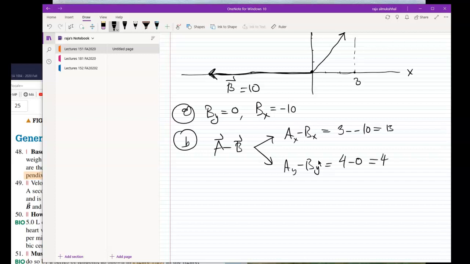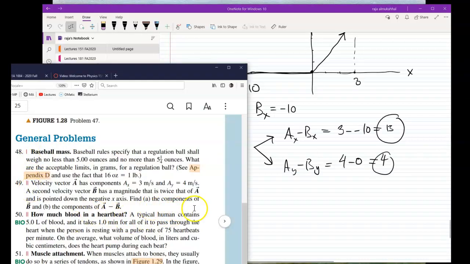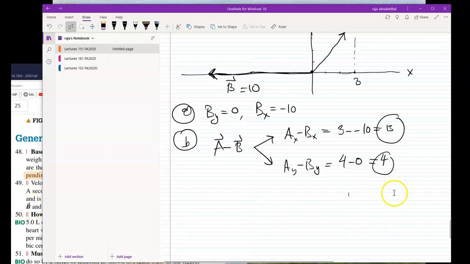So therefore, the vector A minus vector B is, I can't actually draw it. Sorry, it requires some advanced mathematics. There's no need for that. And I think that should be sufficient. Did he say component or the vector here? Find the component, yes. So these are the components. The x component of A minus B is 13, and the y component of A minus B is equal to 4. And that basically should be good enough.